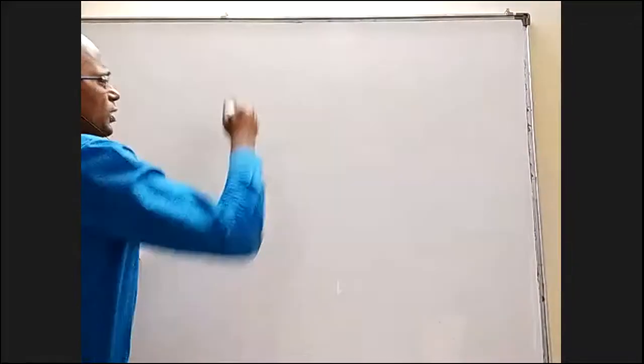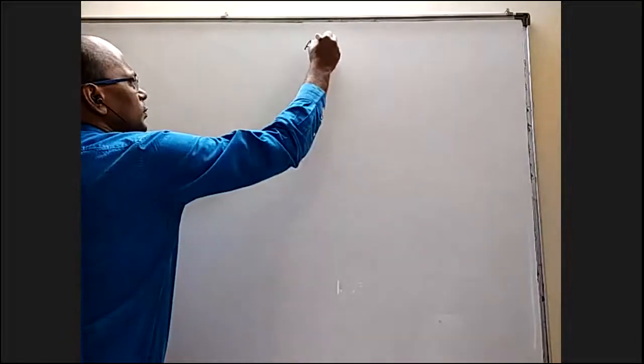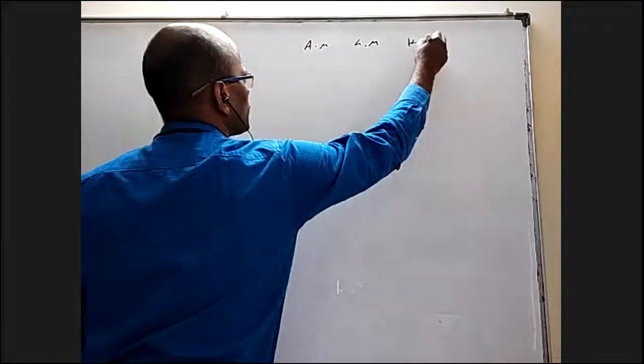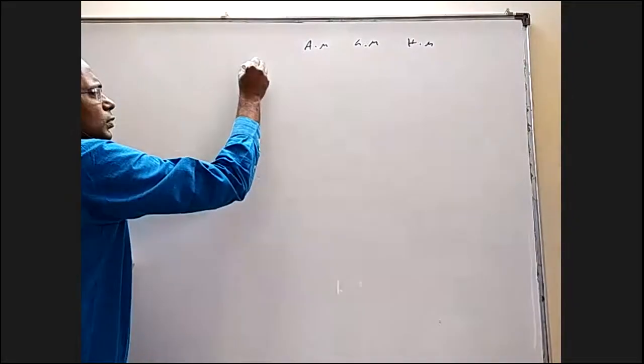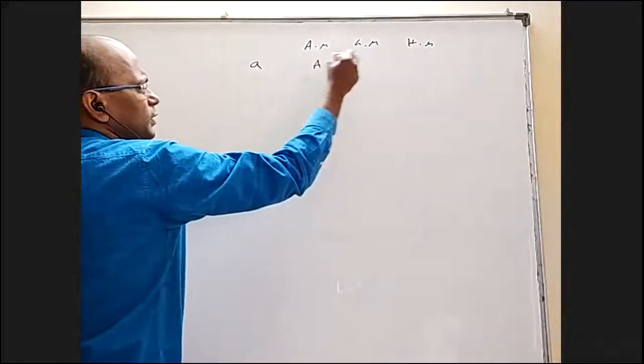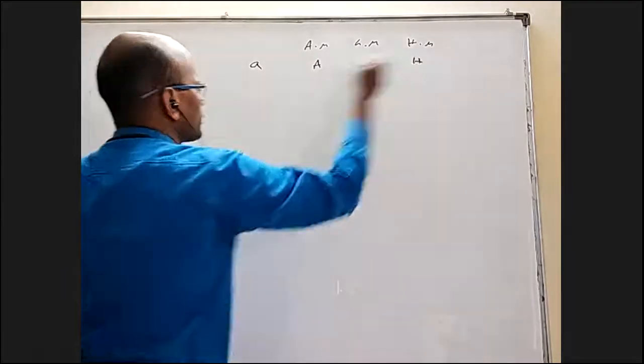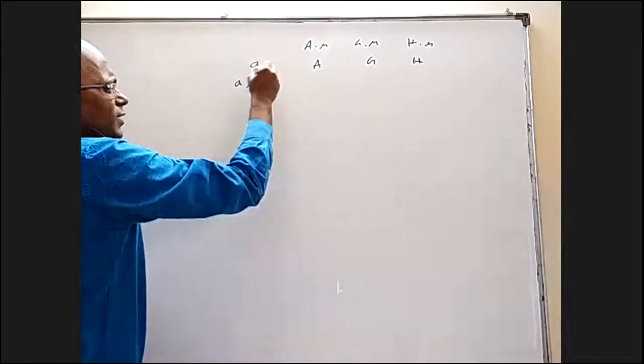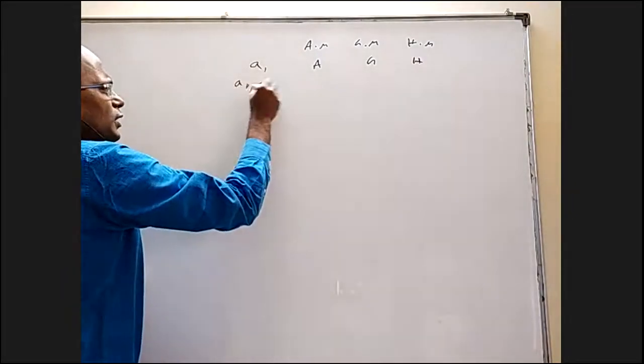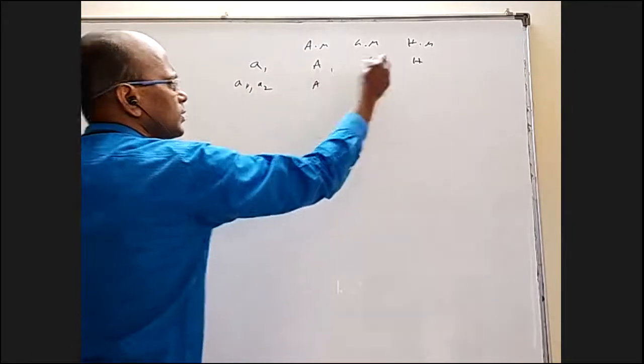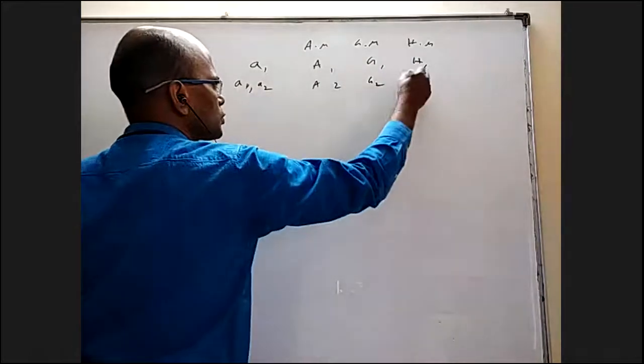Okay. What was the question? You take arithmetic mean, geometric mean, harmonic mean. If you take only A1, its arithmetic mean is A1, geometric mean is G1, and harmonic mean is H1. If you take two numbers, A1 and A2, they are A2, G2, H2.